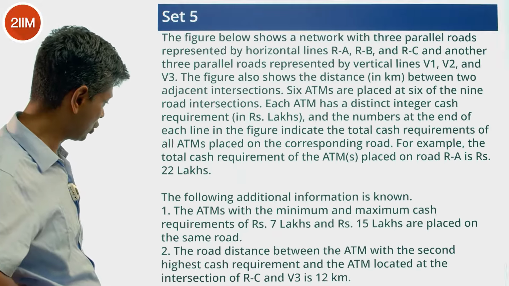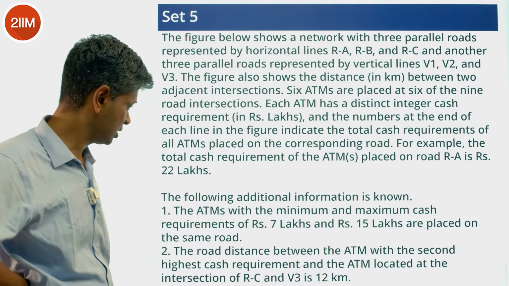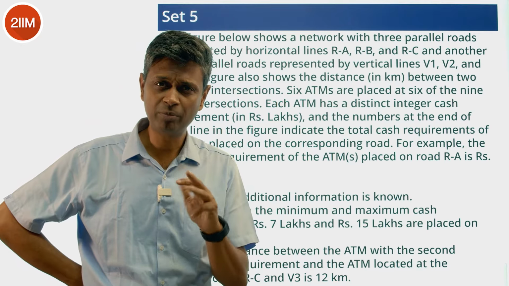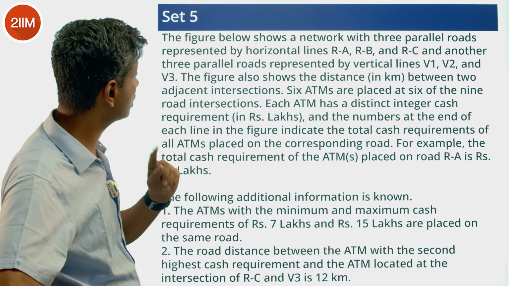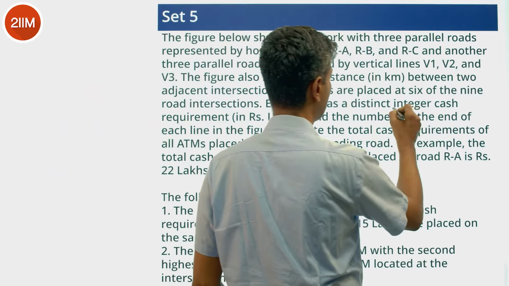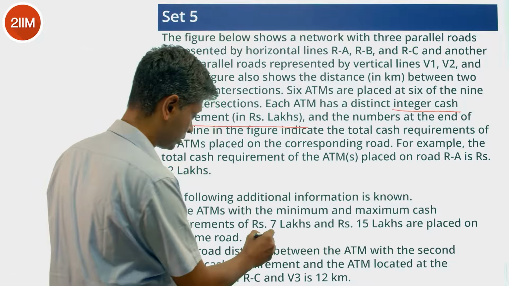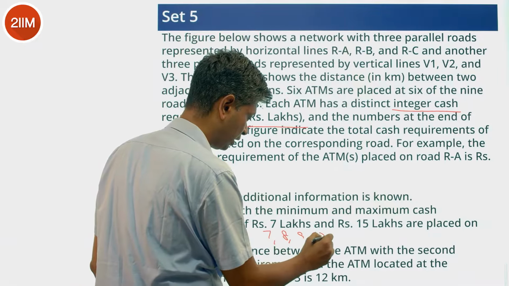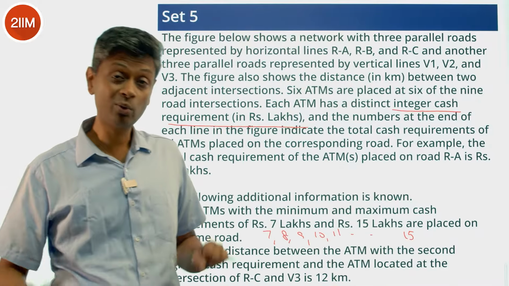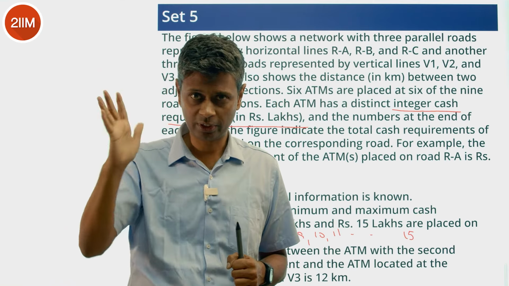The following additional information is known. The ATMs with the minimum and maximum cash requirements of rupees 7 lakhs and 15 lakhs are placed on the same road. 7 is the minimum, 15 is the maximum, with integer cash values, distinct integer cash requirement in lakhs. Super. So our numbers are 7, 8, 9, 10, 11 till 15. 9 different values. Of these values, only 6 are taken. 7 and 15 are definitely taken. 4 more values are there.